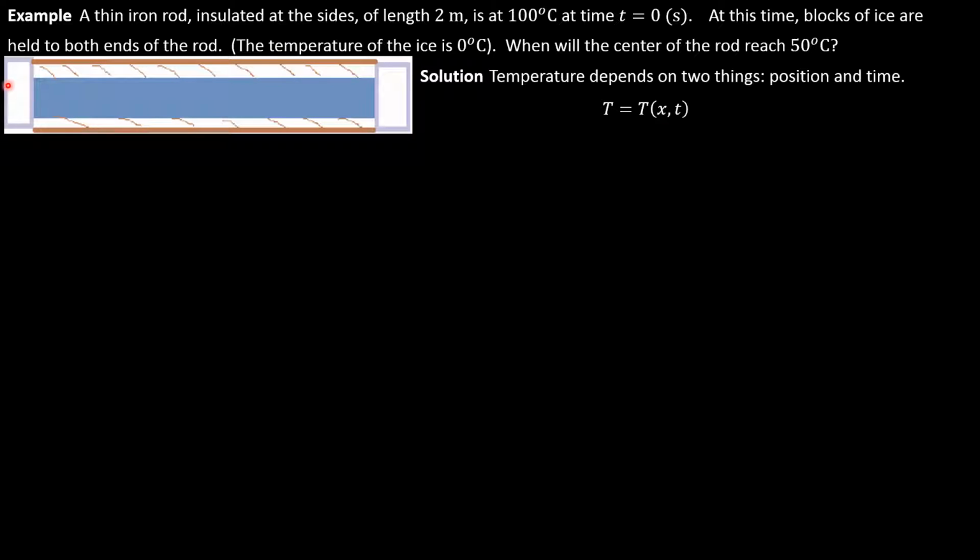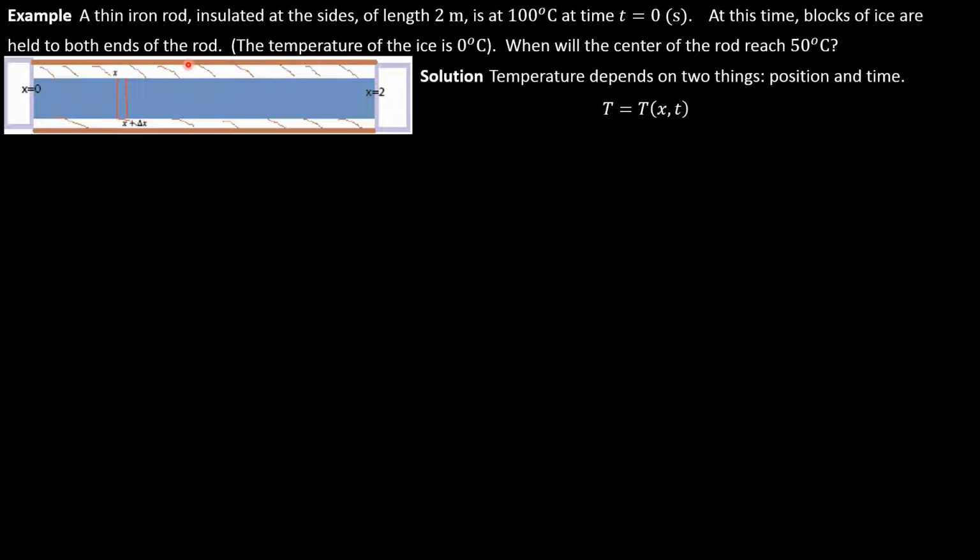So you can imagine here's the rod, and the 2 blocks of ice are here and here, and I've drawn this brown insulation to indicate that no heat is escaping or entering the rod at the sides, only the end points where the ice is. And it's a little bit small, but we're going to consider the left end point of the rod to be at position 0 and the right end point of the rod to be at position 2.